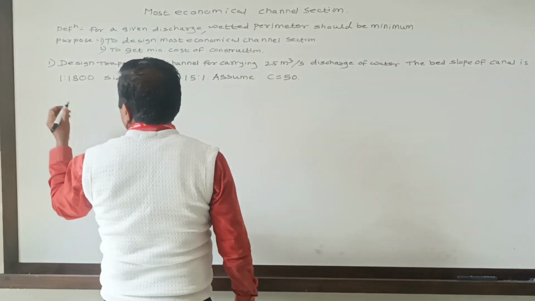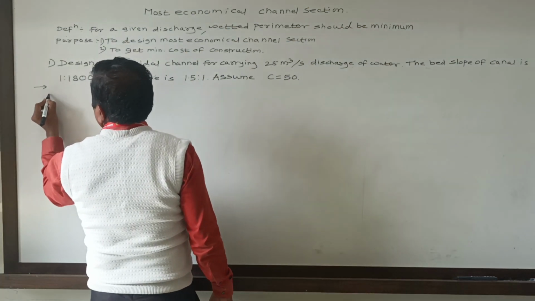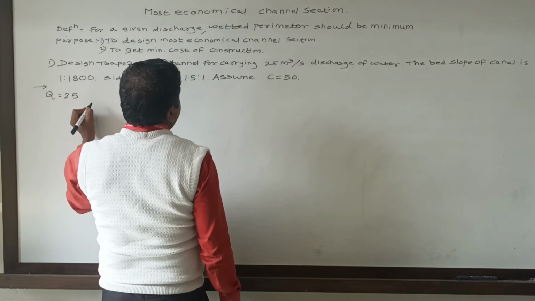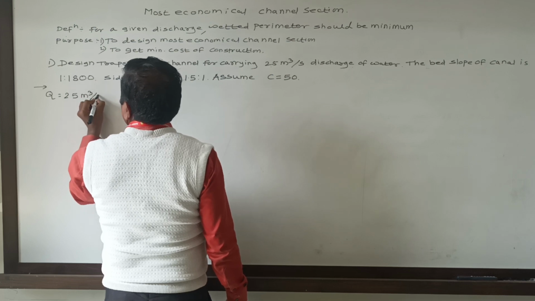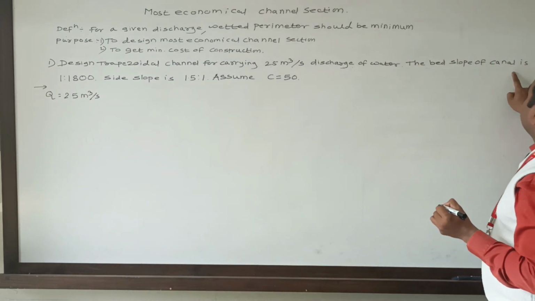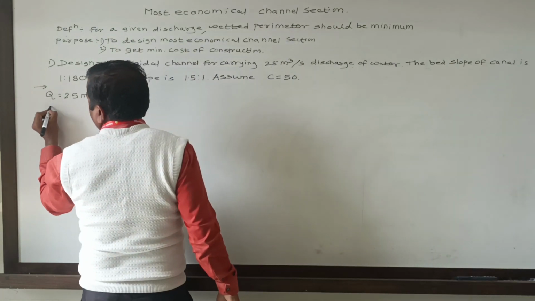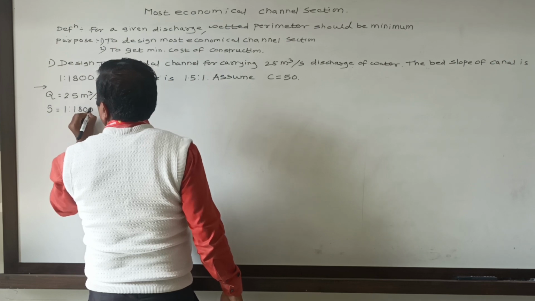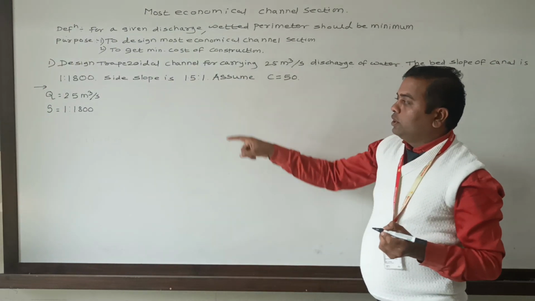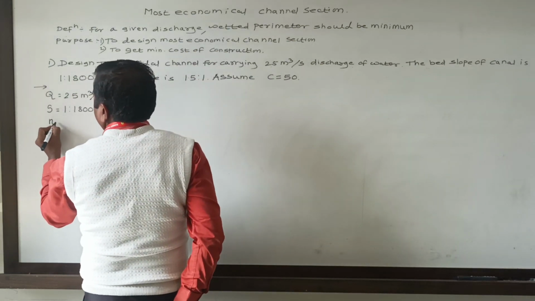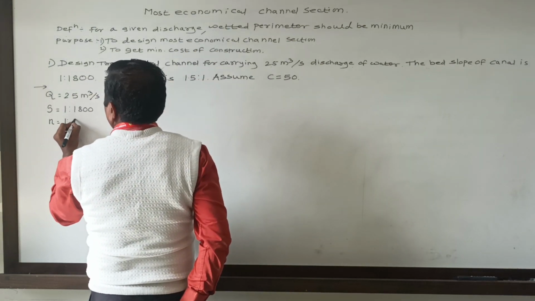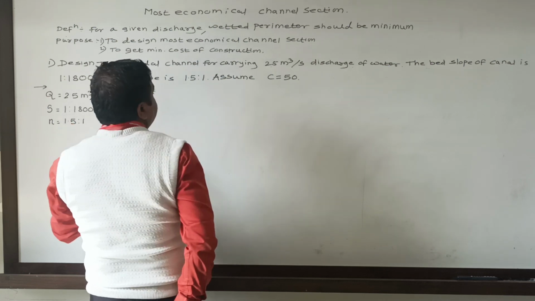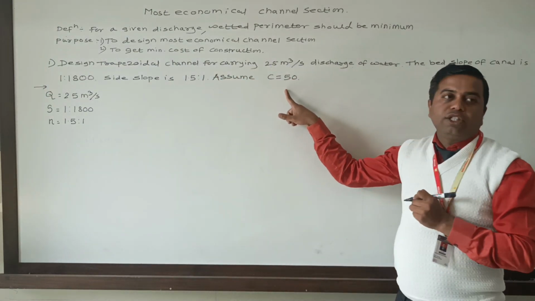We will write them one by one. First is Q, the discharge, equal to 25 meter cube per second. Now the bed slope is S, so S is equal to 1 in 1800. Side slope is the value of N, so side slope is equal to 1.5 to 1. And the value of C is equal to 50.